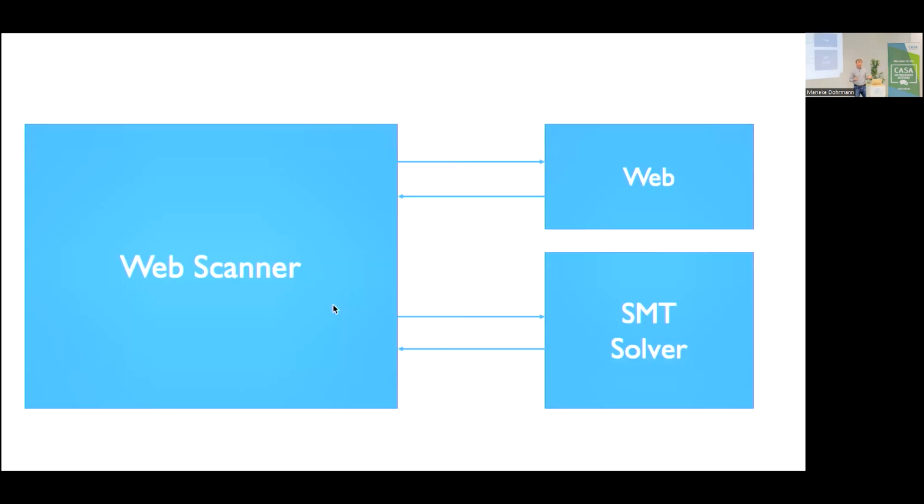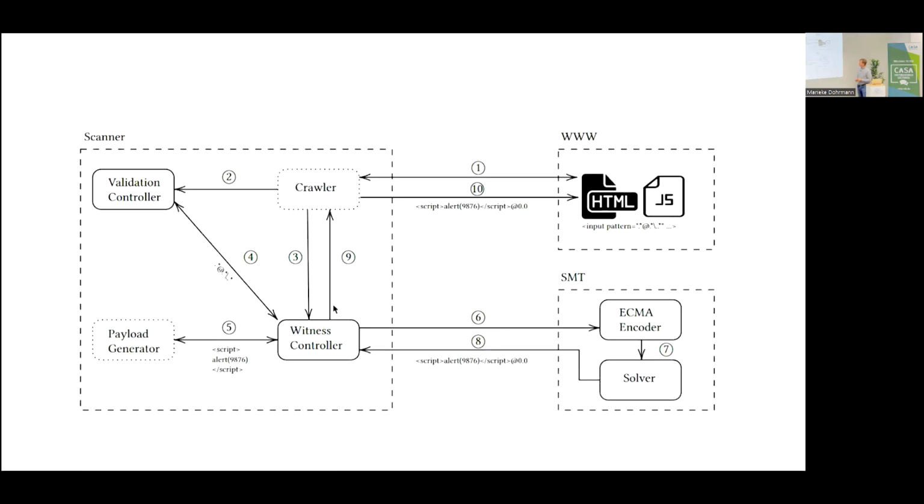Okay, how do we integrate the SMT solver in our crawler? The basic picture looks like this. Essentially, we call the SMT solver on demand. In a bit more detail, we start with the browser looking at a page and identifying an input validation pattern. In this case, we found a pattern in the page. We extract it and send it to the crawler.